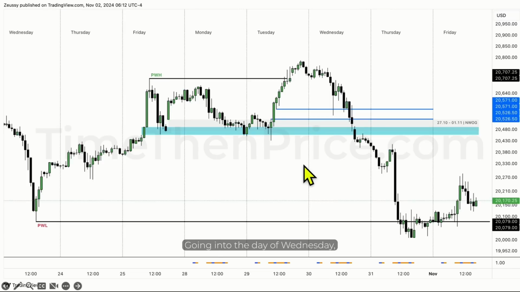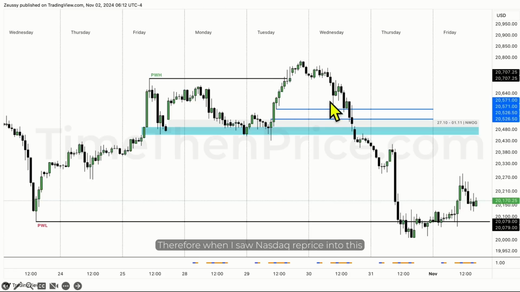Going into the day of Wednesday, what I was then monitoring was the following. I was monitoring how Nasdaq would react off this previous week high. What I then saw occur was the following. I saw Nasdaq reprice lower aggressively, trading below this previous week's high price level. Therefore, I knew that because we had that SMT as well, that we could have potentially formed the high of week right here. This was, however, not confirmed just yet.